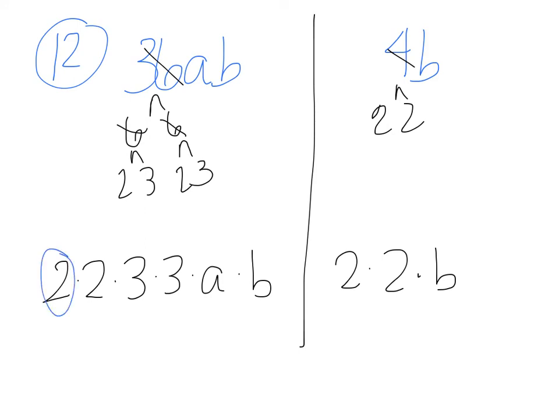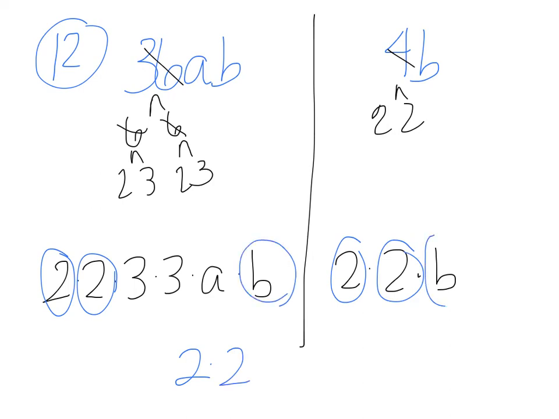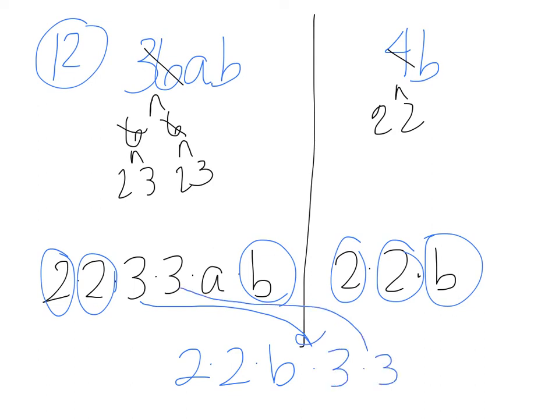So we're going to circle anything that's common. So you have a 2 in common, another 2, and then a B. So they have a 2, and a B in common. Now we're going to multiply by what's not in common. So 3 times 3 times A. So 2 times 2 times 3 times 3, that gives us 36AB.